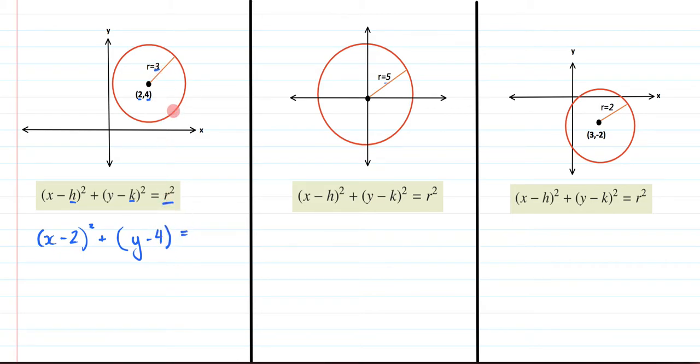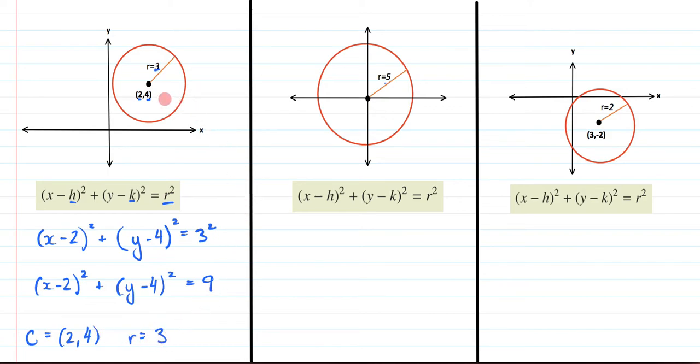I'm told that my radius is 3, so I'm going to square it. Don't forget to square that as well. So I'm going to be left with (x − 2)² + (y − 4)² = 9. And notice that it's very easy for me to find my center. My center is simply going to be this, change the sign, this, change the sign. And my radius is simply going to be the square root of 9, which is 3. And this is exactly what we find up here. Let's go to our next one.